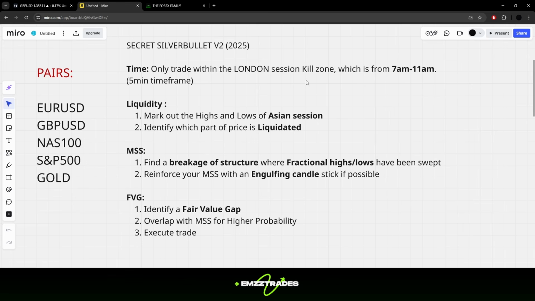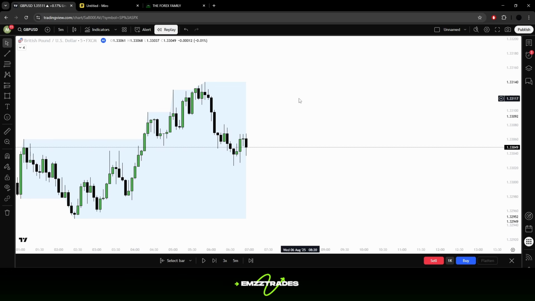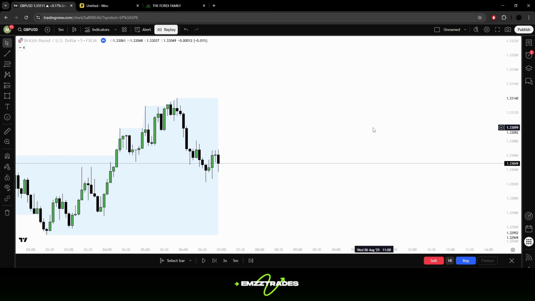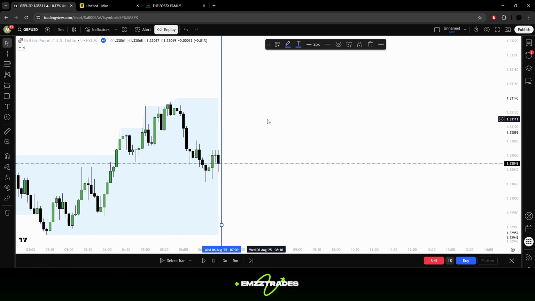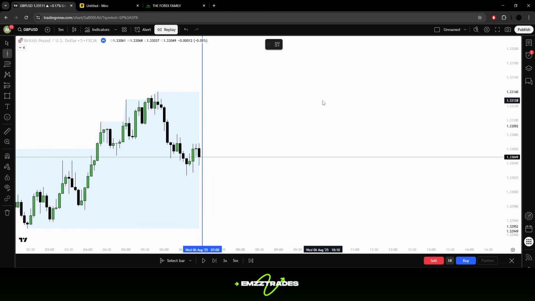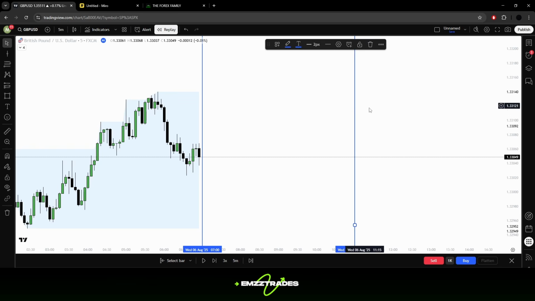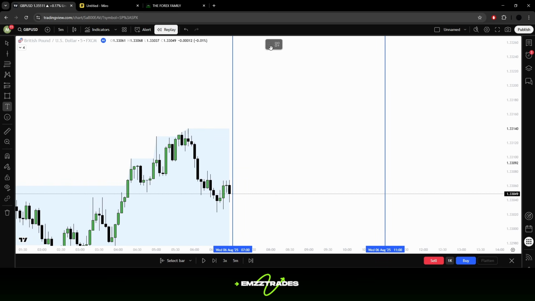You only trade within the London session kill zone. Okay, the London session kill zone consists of 2 timings, from 7 a.m. until 11 a.m. on the 5-minute time frame, right? So what we can actually do to make sure that we only trade within these 2 areas is mark out our kill zone time. So as you can see, there's our 7 a.m. and that's our 11 a.m. and I'm gonna name this right here London session kill zone.